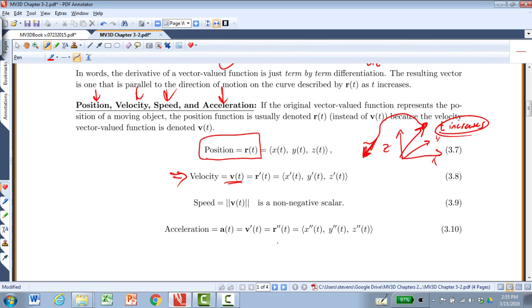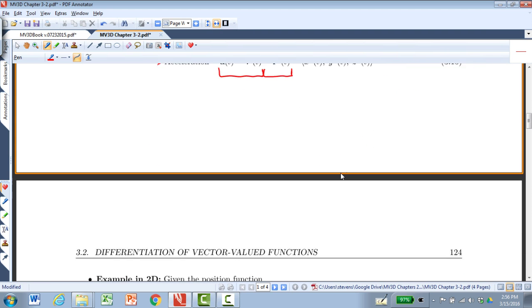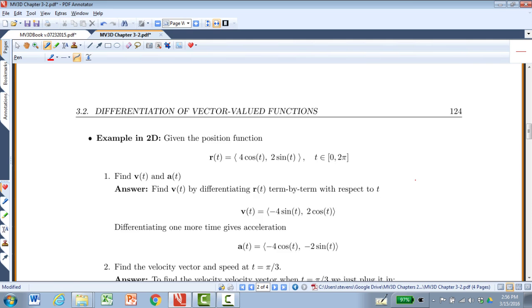And then finally, velocity is the derivative of the position, and acceleration is the change in velocity, right? You press the accelerator, that changes your velocity. So acceleration is the derivative of velocity, but since that was the derivative of position, acceleration is just the second derivative of the position, which is just term by term differentiation twice on my original position function. Right? And these have geometric interpretations that we'll get into right now.